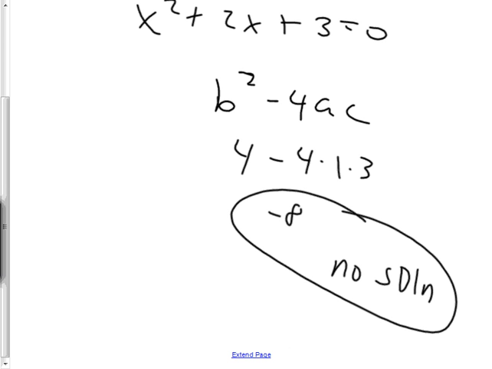All right, now, if that answer for b squared minus 4ac had come out to 0, if b squared minus 4ac was 0, then how many solutions would it have? 1. And that one solution would be the what? The vertex.